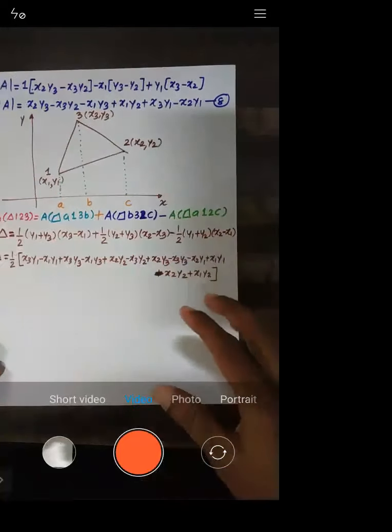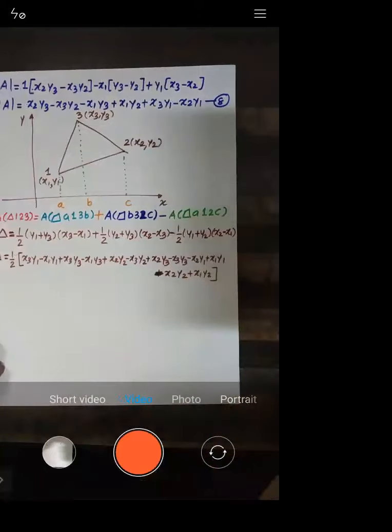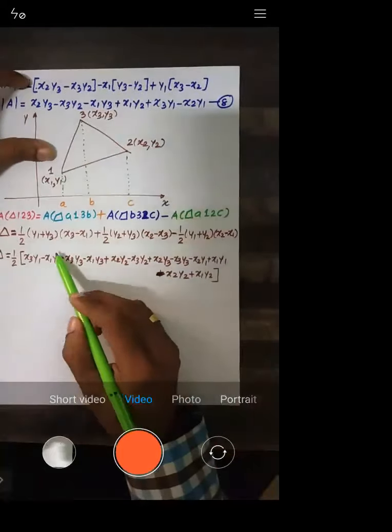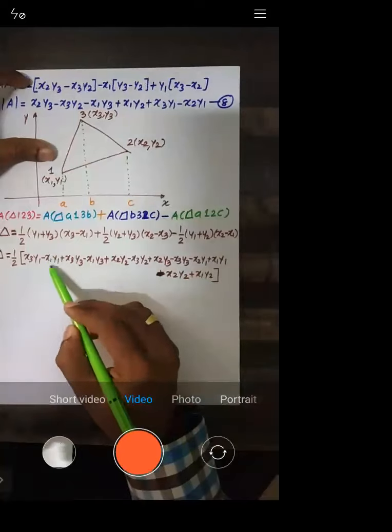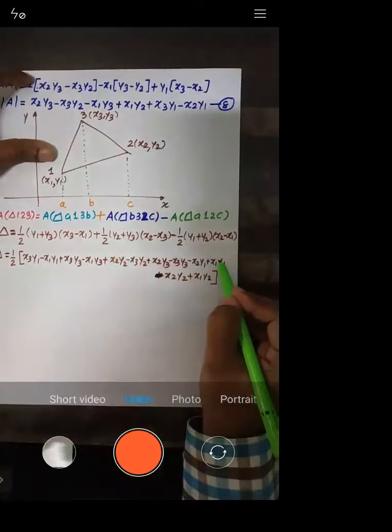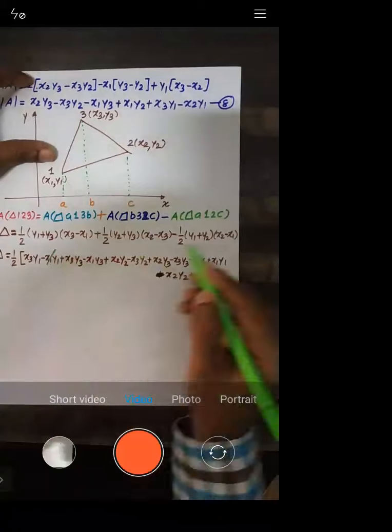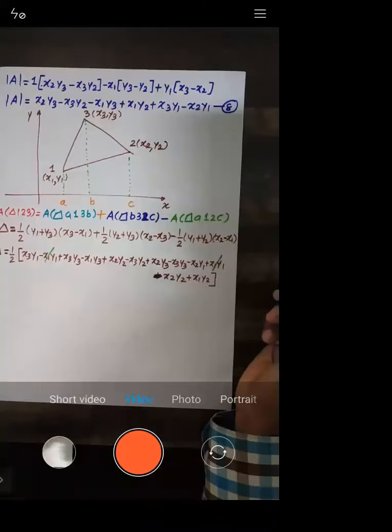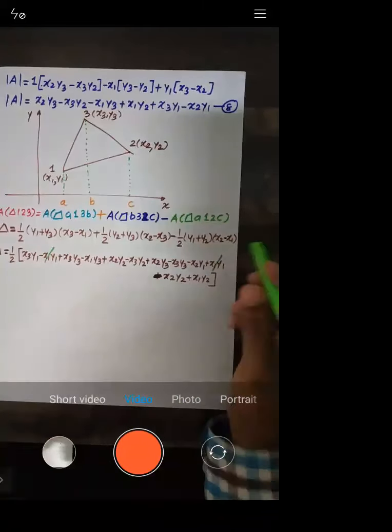So let us check for each and every term. You can see this is minus x1 y1, and this is plus x1 y1. So this minus x1 y1 and this plus x1 y1 get cancelled, right?